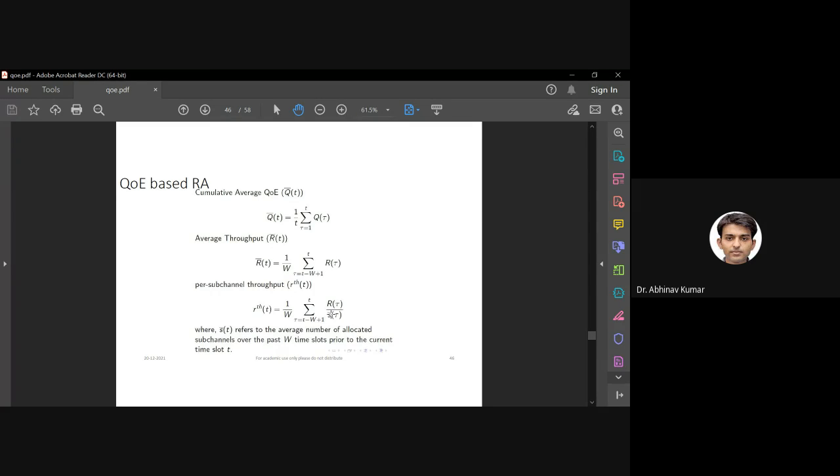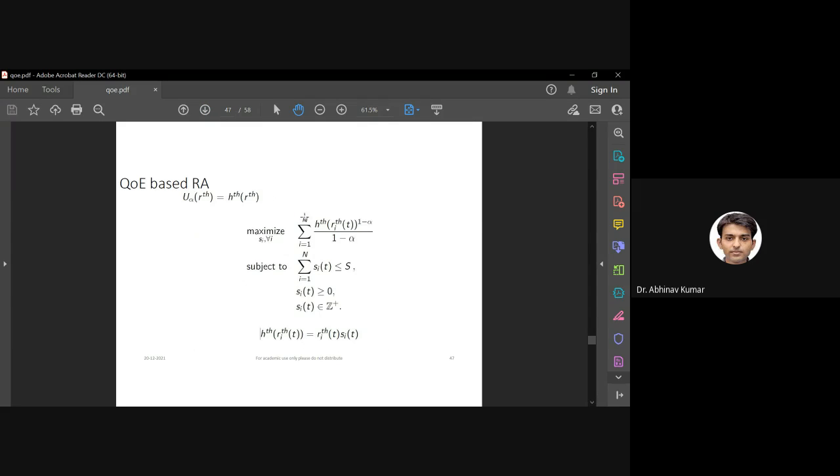So we looked at multiple factors. We looked at the cumulative average QoE for the user. We looked at the average throughput, what is the average throughput in terms of data rate? What is the per sub-channel throughput for each user? And based on this, we try to maximize an alpha fair objective function, where we are trying to capture through U alpha R the ith user's utility from that particular rate. And then this is subject to certain constraints. For example, here for simplicity, we are doing sub-channel allocations, but you can also translate this to OFDMA-based allocations. So we have a maximum number of capital S sub-channels, and each user i is allocated S_i(t) sub-channels in the time instance t, and the summation of all this allocation should be less than the available number of sub-channels.